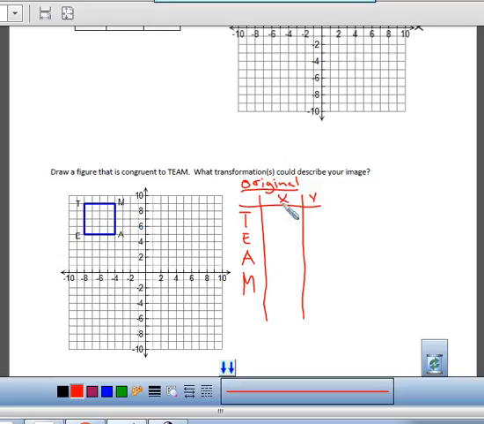So T is at the point negative 8, 9. E is at the point negative 8, 5. A is at negative 4, 5, and M is at negative 4, 9. Looks like a square, I believe it is.